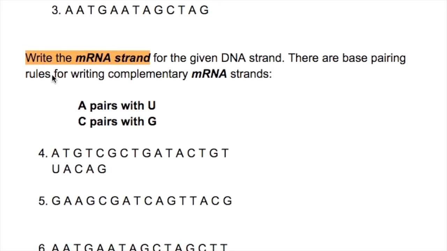Now, write the mRNA strand for the given DNA strand. So the base pairing rules for mRNA: A pairs with U, or U with an A, C pairs with a G, and if you see a T in the DNA, that's going to pair with an A.